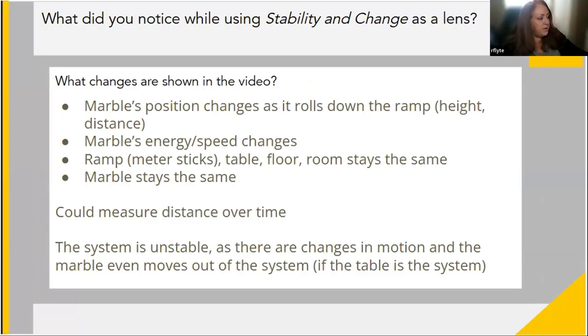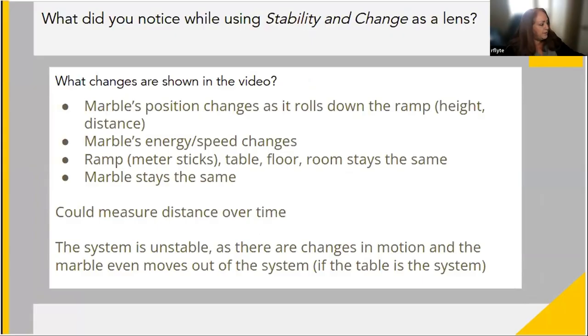We saw that the marble's position is changing as it's rolling down the ramp. It's changing height, it's changing distance from where it started. Its energy and speed are changing. Things that are staying the same would be the ramp, the meter sticks, the table, the floor in the room, and the marble. If we're doing multiple trials, it looks like it might stay the same.